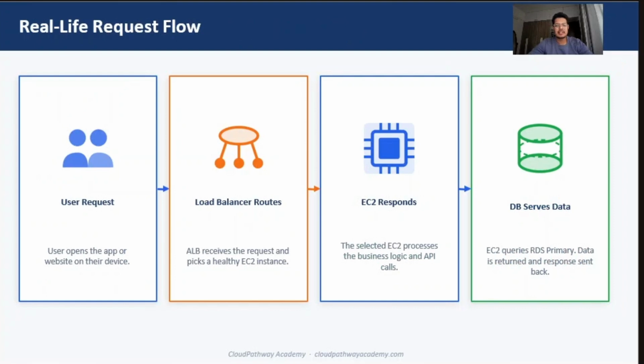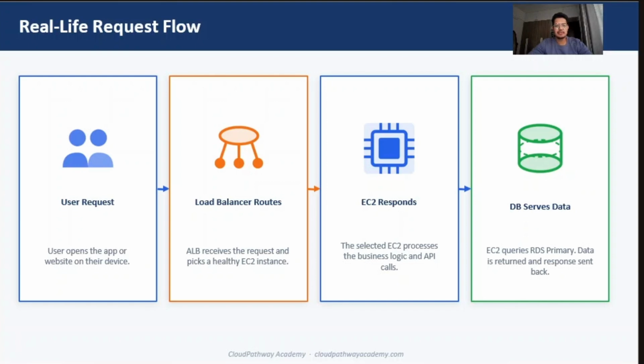Now let's trace the complete journey of a single user request through this architecture, from click to response. Step 1. A user opens your application on their browser or a mobile app and sends a request. This hits the public DNS endpoint for your application load balancer. Step 2. The ALB receives the request. It checks its list of healthy EC2 instances across AZ1 and AZ2, selects one using its routing algorithm and forwards the request there.